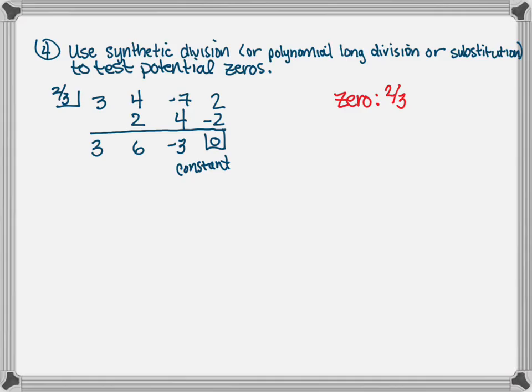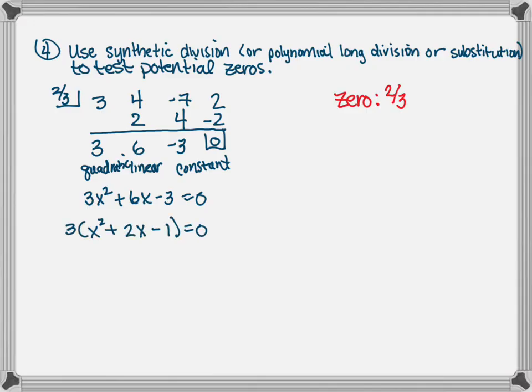Now let's look at our quotient here. Remember, the negative 3 represents our constant, the 6 is the coefficient of our linear term, and the 3 is the coefficient of our quadratic term. So here we have the polynomial 3x squared plus 6x minus 3, and we can set that equal to 0. We can actually factor out a 3 since it's a common factor. So I have 3 times the quantity x squared plus 2x minus 1 equals 0.